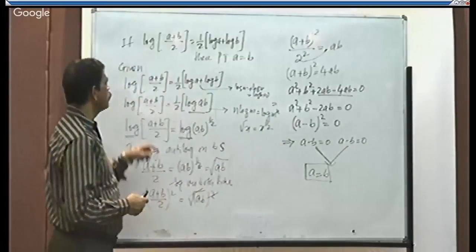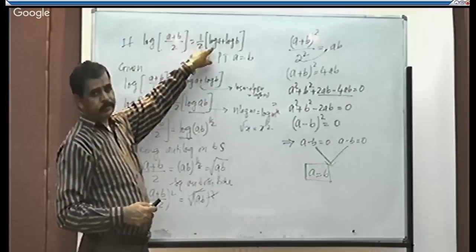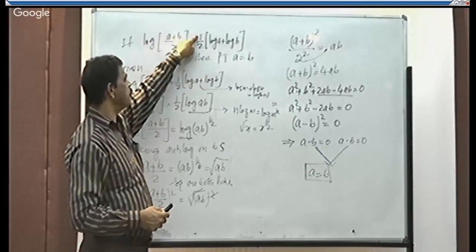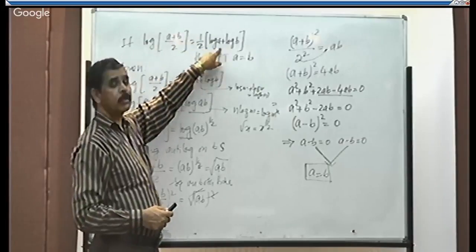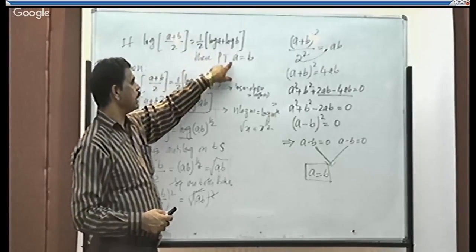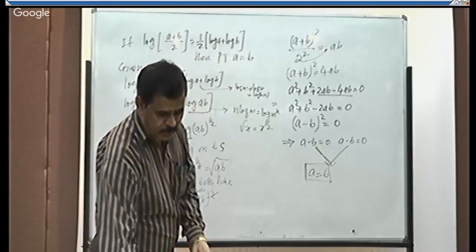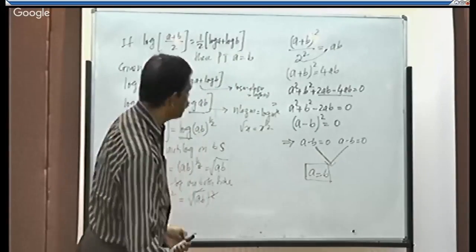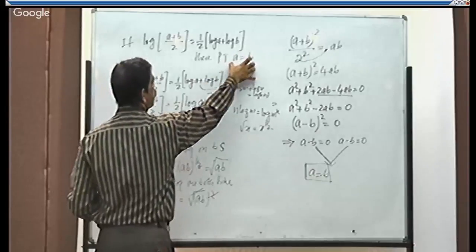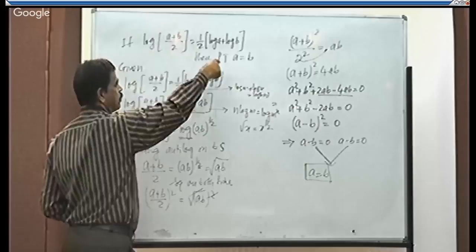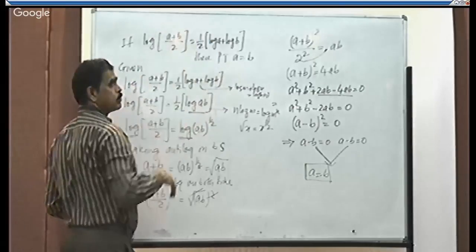So we took the log expression, log of (a plus b) by 2 is equal to 1 by 2 into (log a plus log b), and with that we have proved that a is equal to b. In the same way, let us take an algebraic equation and prove the logarithmic form. In reverse, we can also prove it.